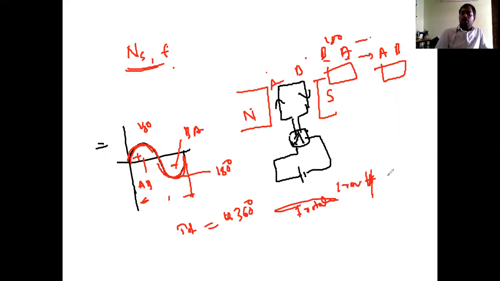How many poles are there? Two poles are there. Two poles, one revolution. For example, I'm taking four poles: one, two, three, four. North, south, and north and south. So, for example, this is a conductor, a circular conductor.